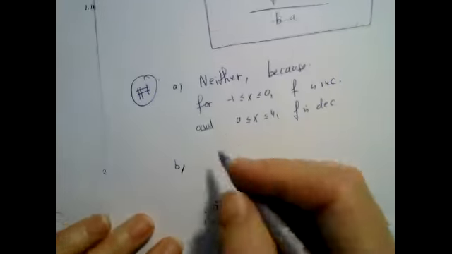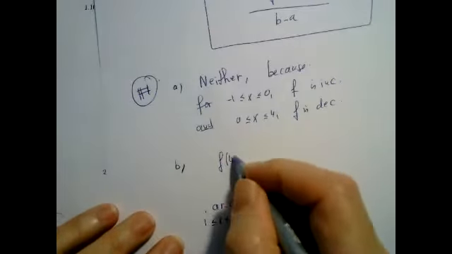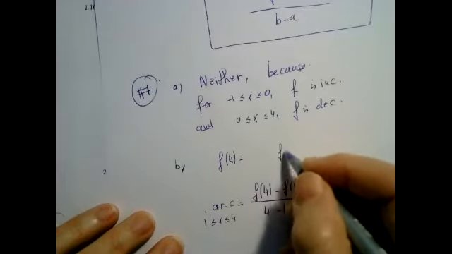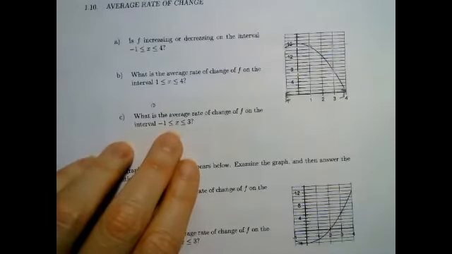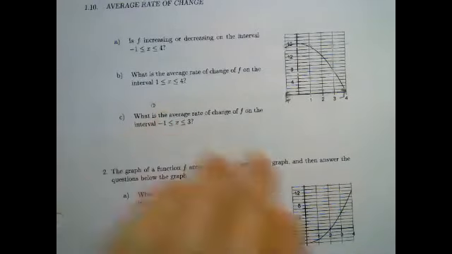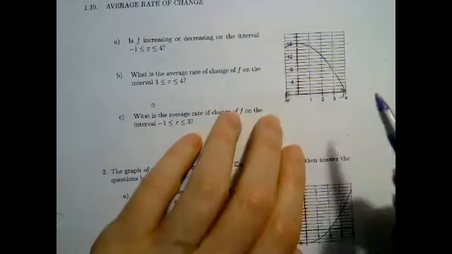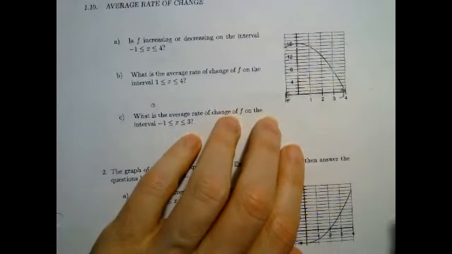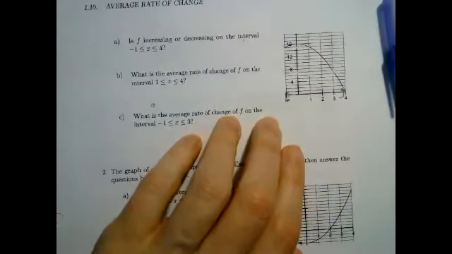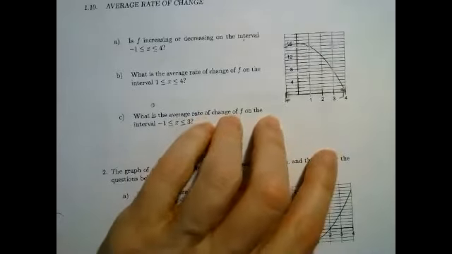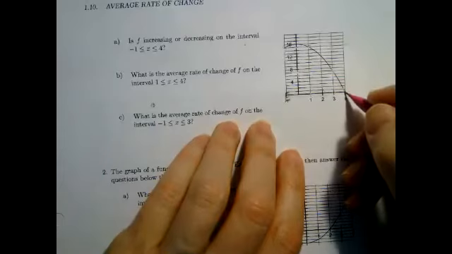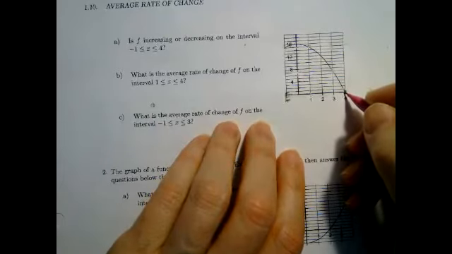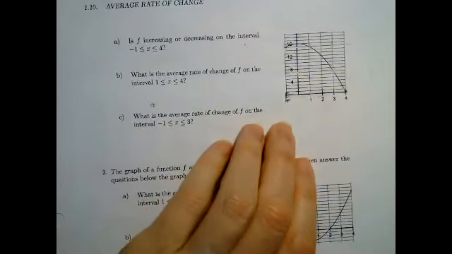To find the average rate, I need f of 4 and I need f of 1. So what is f of 4 quickly? Looks like it's 1. 1 or 0? It's kind of hard to tell. It seems to be 0. Yeah, it does. So f of 4 is 0.